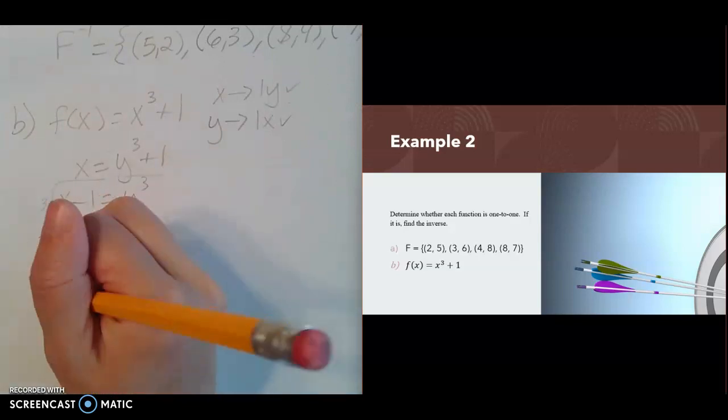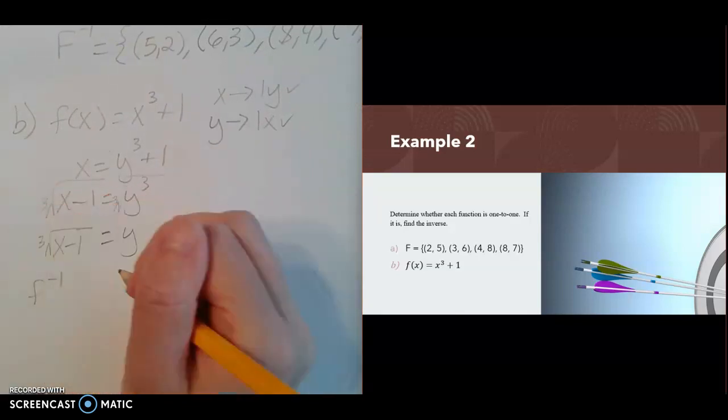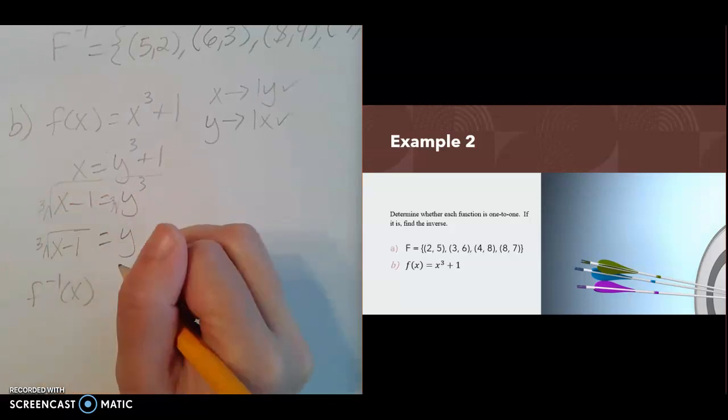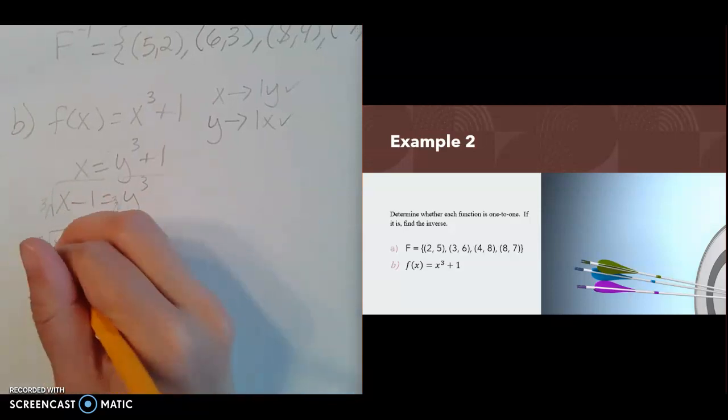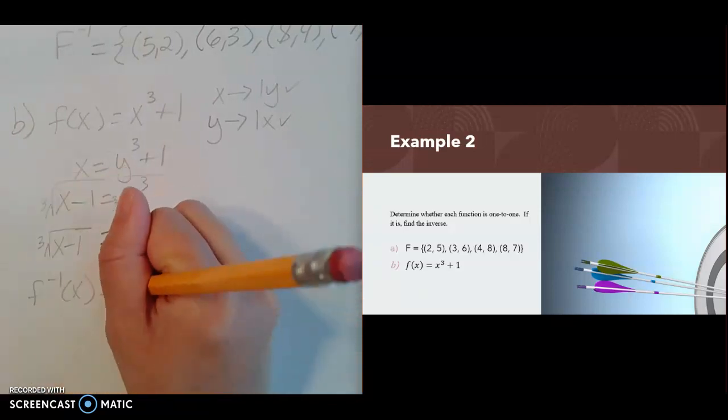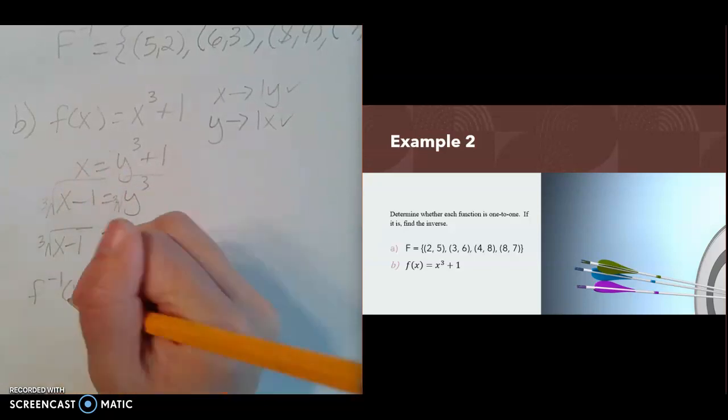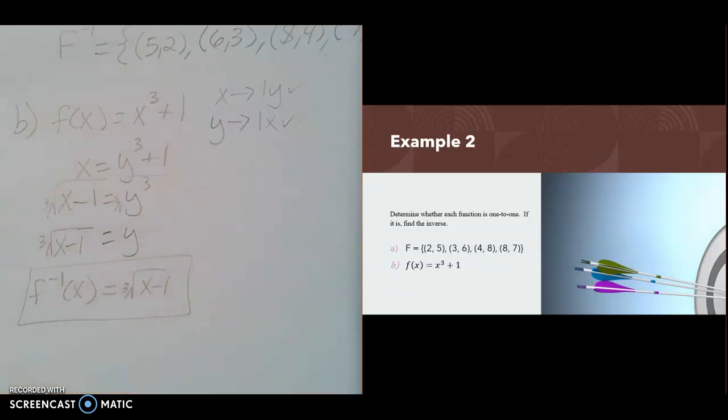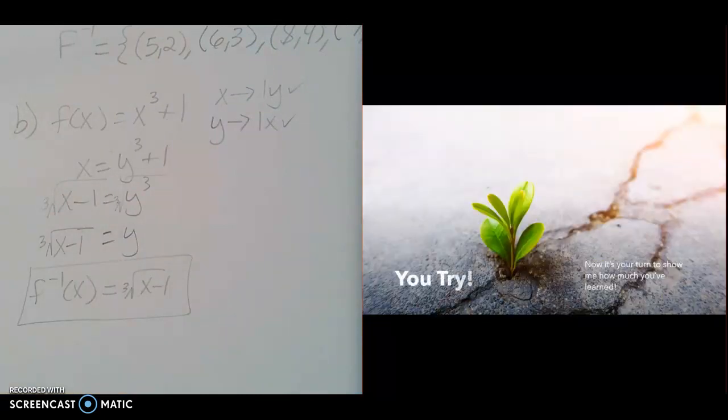Instead of a y, I'm going to use the f inverse notation of x. So there's my inverse function, and it's going to equal the other side, which is the cube root of x minus 1. So that gets us into that inverse function notation. Now it's your turn. You all get to try one and show me how much you've learned.